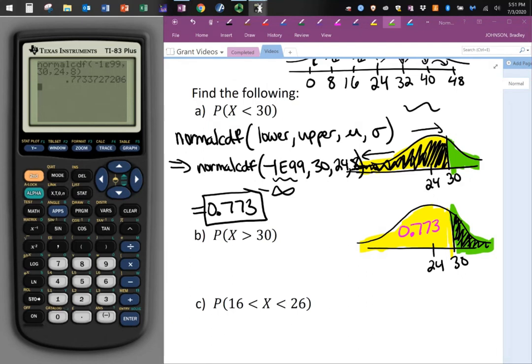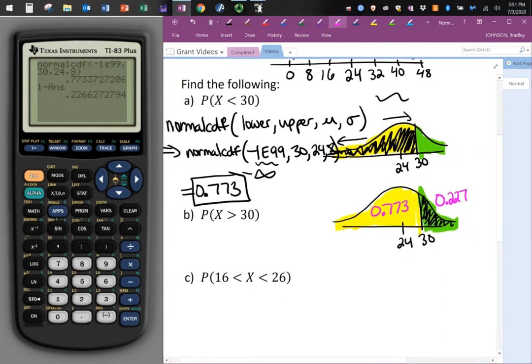If you wanted to, you could hit 1 minus, and then you could hit second, then the little minus will bring up the answer that you previously had. And then you could see here that 0.227 would really be representative of the area to the right. So 0.227 would be this probability to the right. Okay, because the area under the curve must add up to 1. If you added up both those values, it would add up to 1.